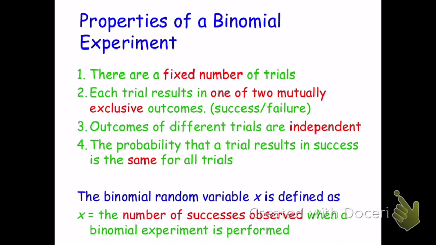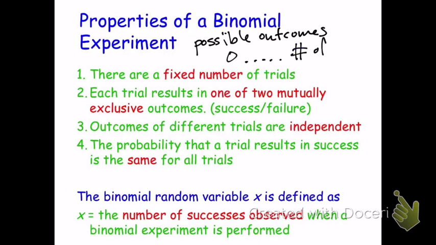Binomial is defined as the number of successes observed when the binomial experiment is performed. When you are listing the number of outcomes, something I want you to write: when you're listing out possible outcomes, they start at 0 and they go to the number of trials. So 0 to 25 babies, 0 to 10 light bulbs, 0 to 7 cows. So it starts at 0. That's another difference between binomial and geometric. It starts at 0 and it goes to the number of trials.